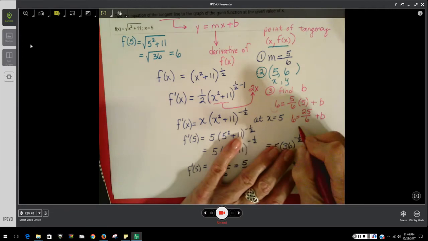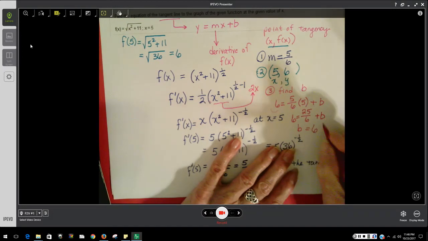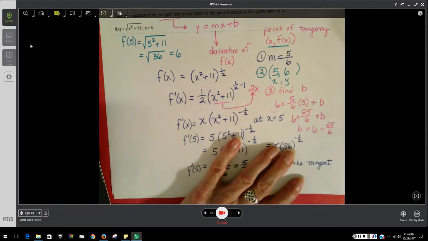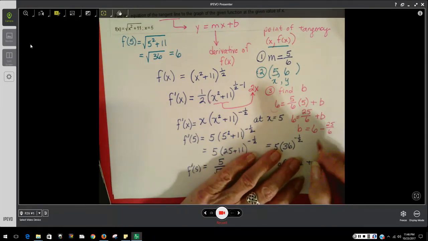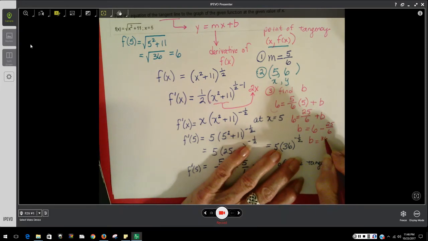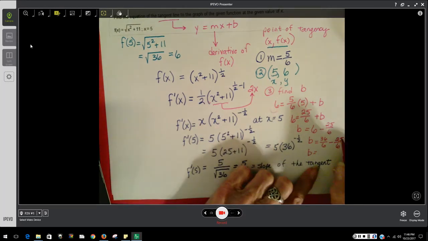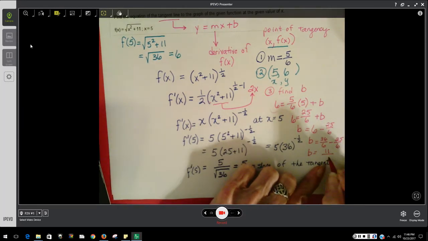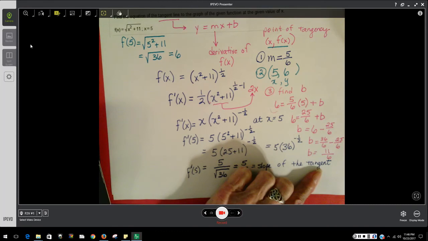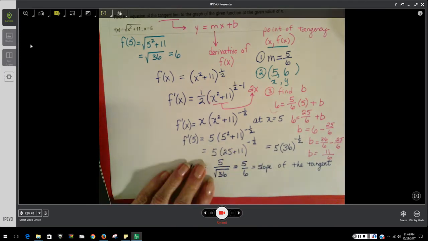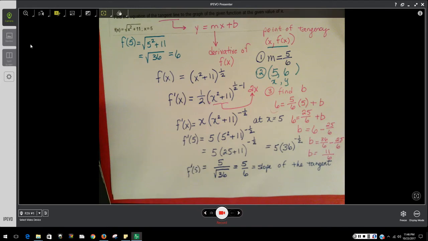And that means then that b is equal to 6 minus 25 over 6. And in order to do the fraction, you can either use your calculator or you can do the fraction by hand. 6 is actually 36 over 6 minus 25 over 6. So that tells us that b is equal to 36 minus 25, which is 11 over 6. So now we have all the information that we need to find the equation of the tangent line.